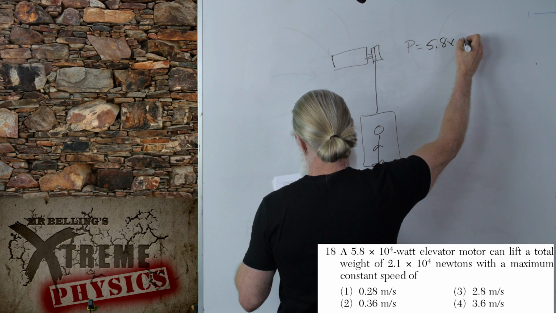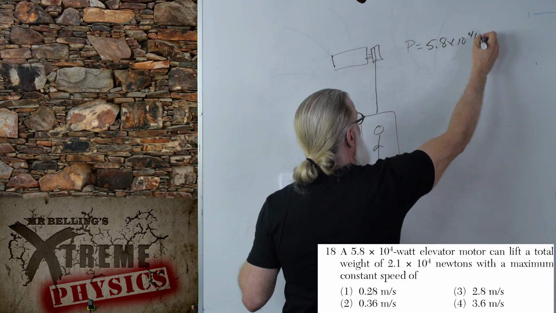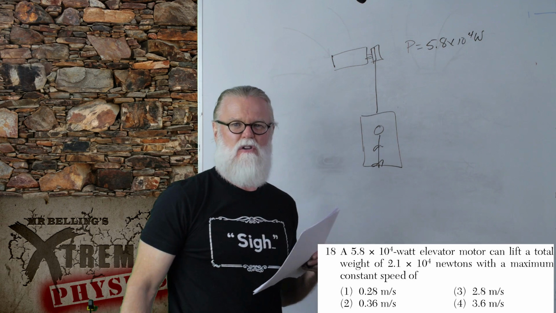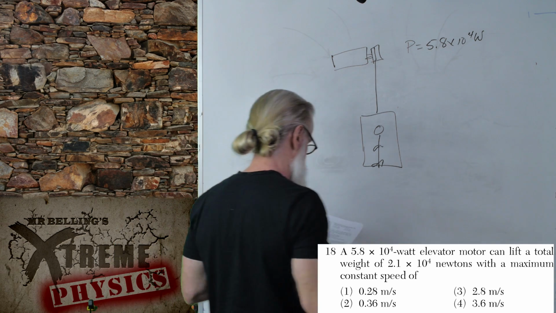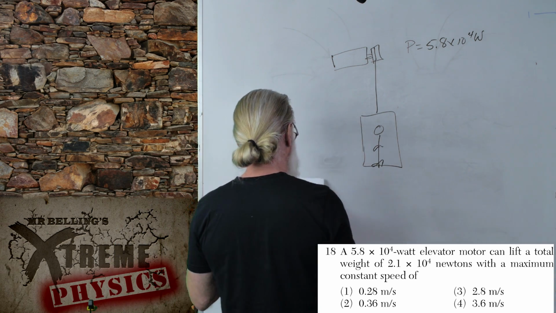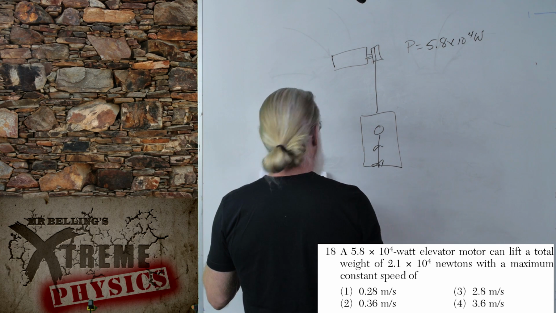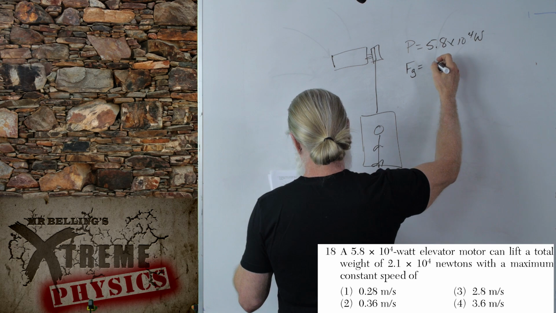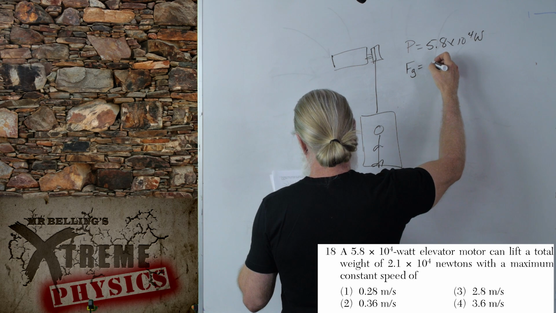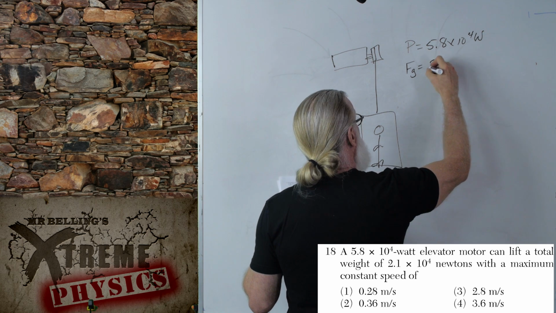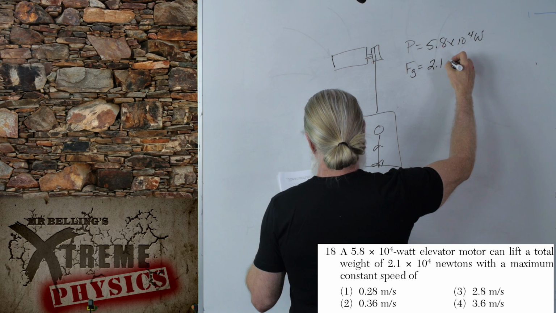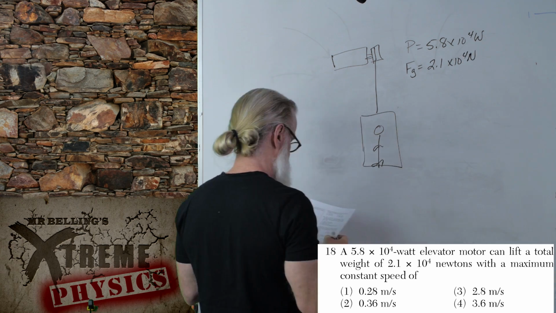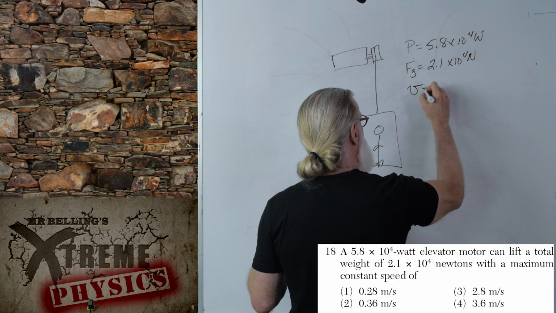So the power of this motor is 5.8 times 10 to the 4th watts. That's how much power it can deliver, 5.8 times 10 to the 4th joules every second. That's the rate at which it can supply energy. It can lift a total weight of, let's see, if it pulls at constant velocity, it will pull with the object's weight, 2.1 times 10 to the 4th newtons. How fast can this constant speed be?